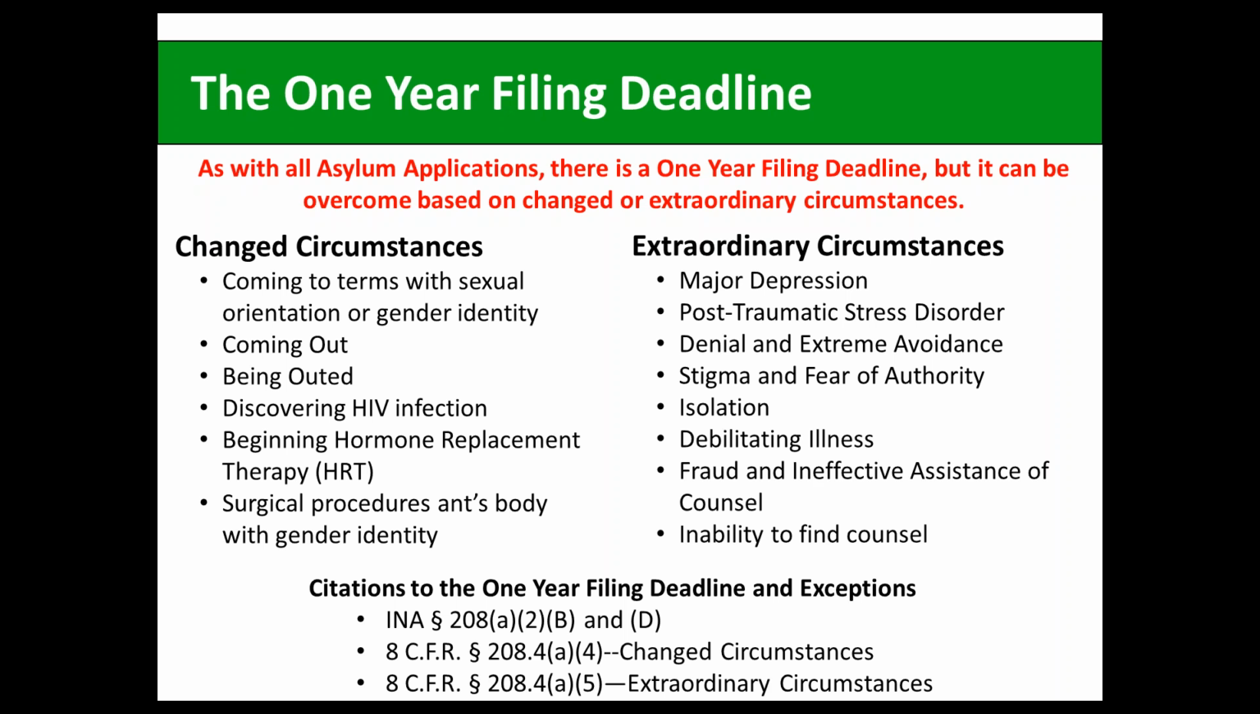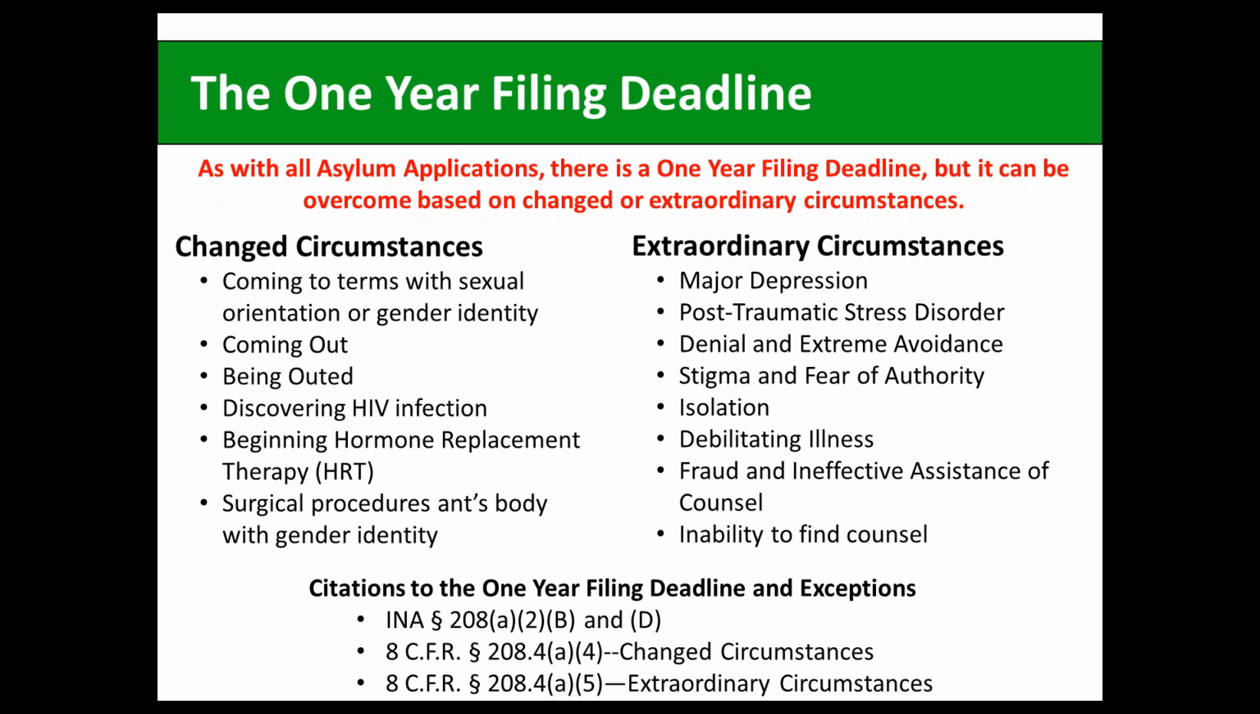Another practice pointer is to identify the changed circumstances that occurred latest in time. The application must be filed within a reasonable time after that date. We've interpreted that as 6 months. If it's over 6 months, still ask, can an argument be made that more time is reasonable given the factors that would constitute extraordinary circumstances or changed circumstances.